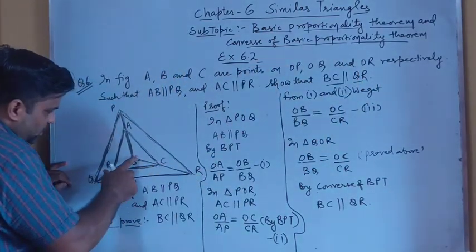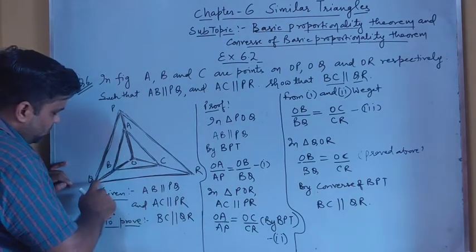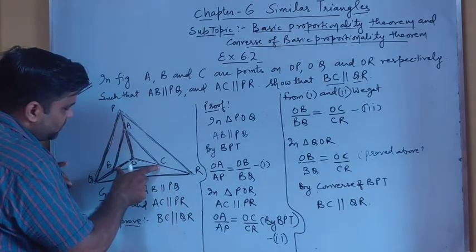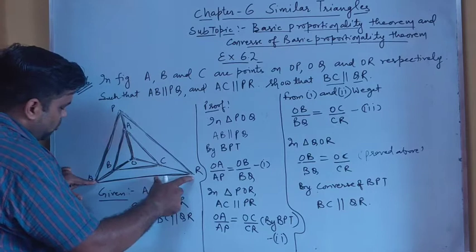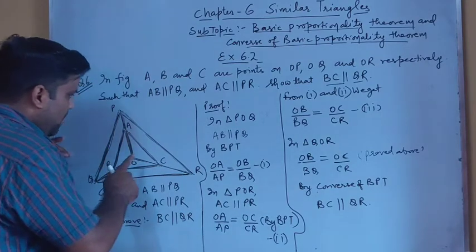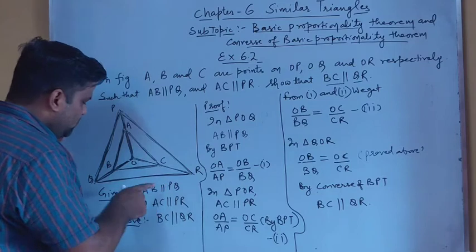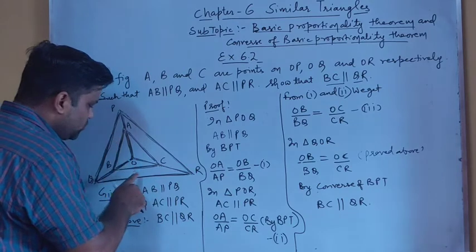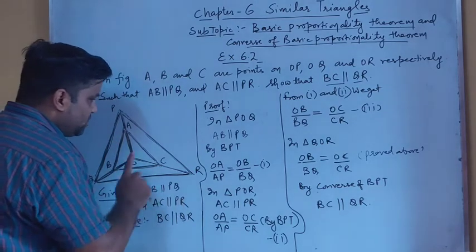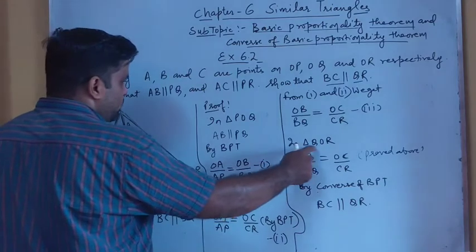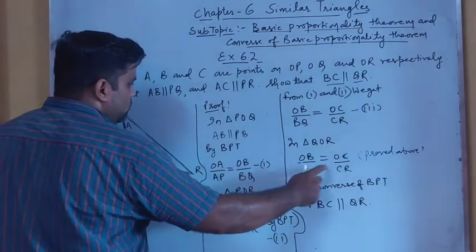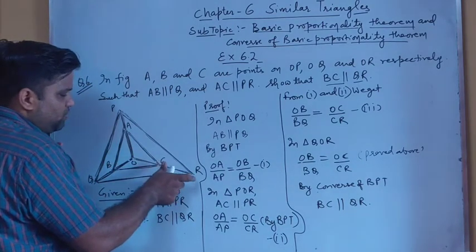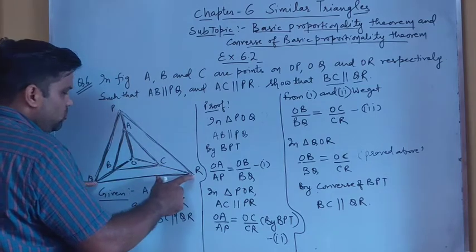So this line is in the triangle QOR. Here this line BC is parallel to QR, we have to prove. So by converse of basic proportionality theorem, we can say that here in the triangle QOR, BC divides the two sides of the triangle in the equal ratio. So that line BC will be parallel to QR by this theorem. As we have proved that in triangle QOR, OB upon BQ is equal to OC by CR. So by converse of basic proportionality theorem, we can say that BC is parallel to QR.